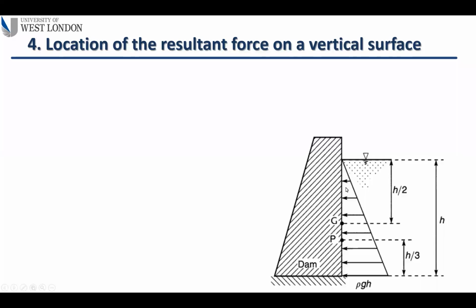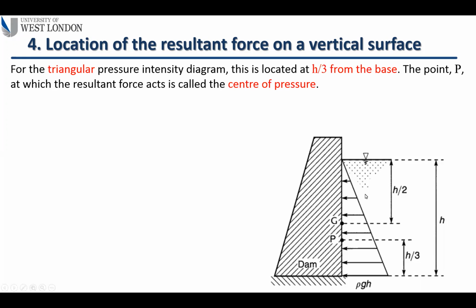in right angles towards the surface here, like a distribution, and we can have the depth h, and at the bottom the pressure is rho gh, and we can see here the distribution is increasing linearly like this one in here. One thing is very important for a simple triangle pressure intensity diagram. The location of the resultant force acts at 1/3 from the base.